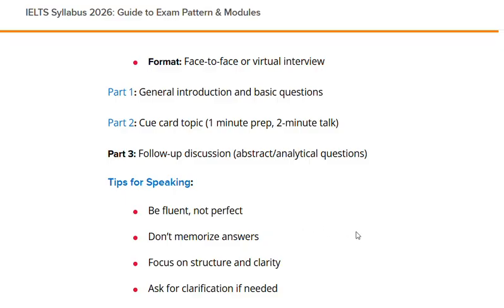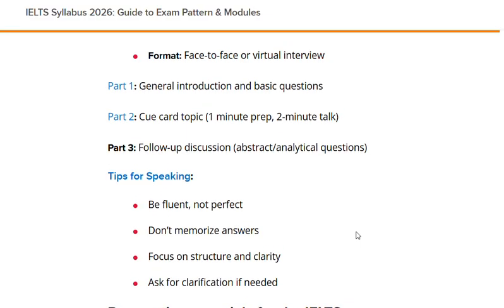Focus on structure and clarity. If you are using fewer words or very normal sentences, not more complex sentences, that is also fine, but it should be clear enough. So clarity and structure are important. Suppose the examiner asks a question and you are not able to hear it clearly or you are not understanding it, you can ask for clarification, but don't repeat it again and again.